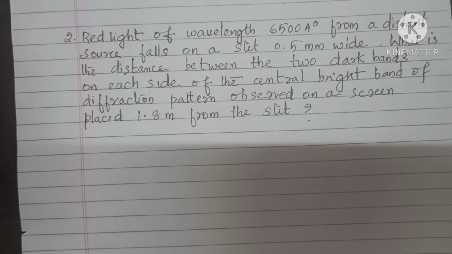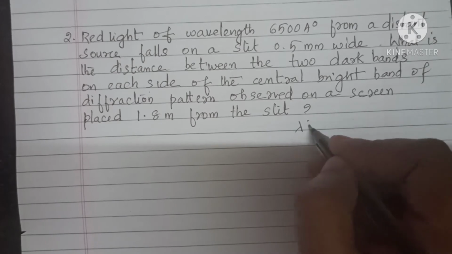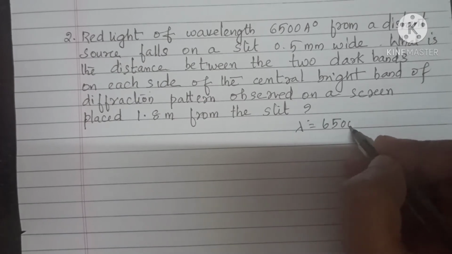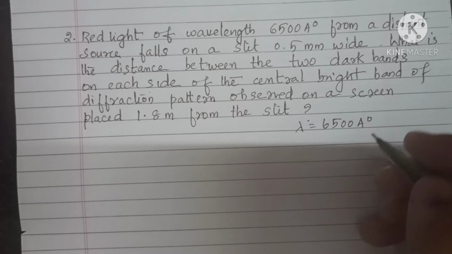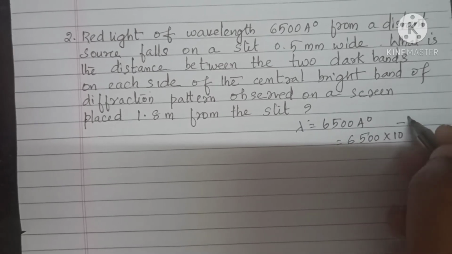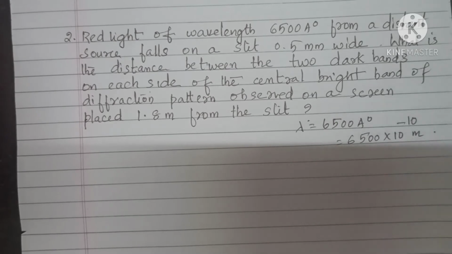Okay, so once again we have the color red light. It is having a wavelength of 6500 angstrom. So first we can write the given data. The wavelength of red light is given 6500 angstrom, or 6500 into 10 raised to minus 10 meters. Clear? Then we have to find the distance between the two dark bands on each side of the central bright band of diffraction pattern. So now you may be getting the idea.